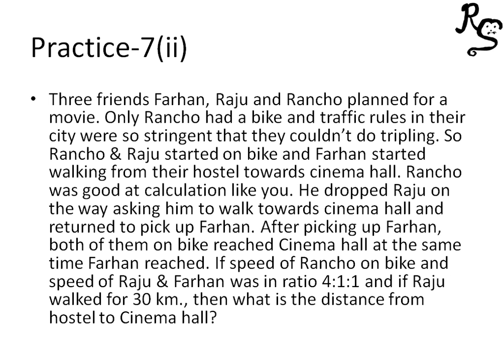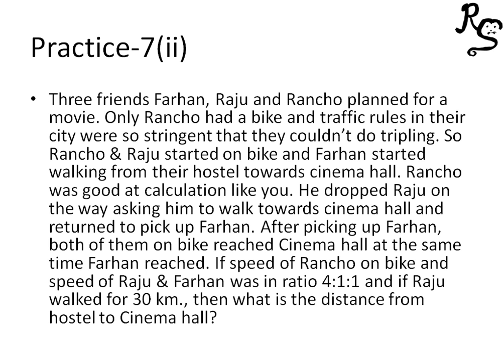Now the second example, it is more interesting than the first practice question. There are three friends, Farhan, Raju and Rancho. They planned for a movie. Only Rancho had a bike, and traffic rules in their city were so stringent that they could not do tripling. So Rancho and Raju started on the bike and Farhan started walking from their hostel towards the cinema hall. Rancho was good at calculation like you. He dropped Raju on the way, asking him to walk towards the cinema hall, and returned to pick up Farhan. After picking up Farhan, both of them on the bike reached the cinema hall at the same time Farhan reached.